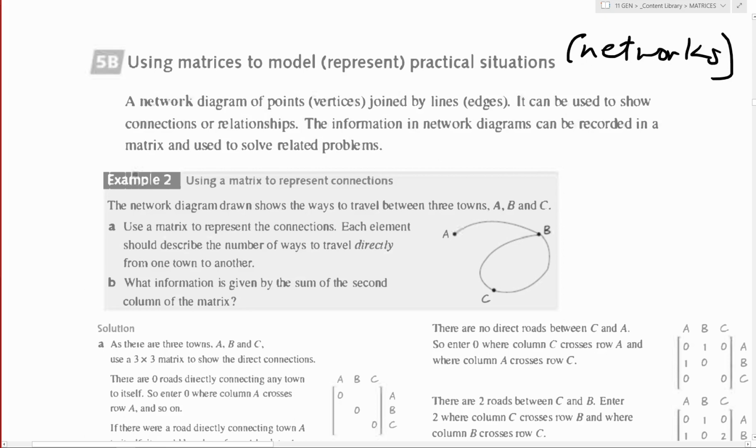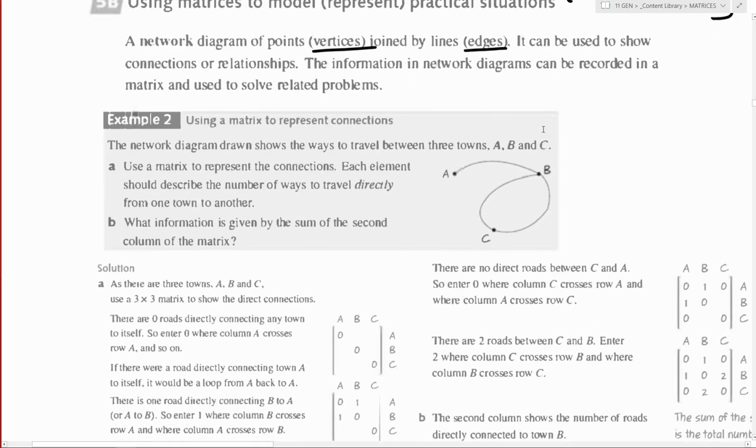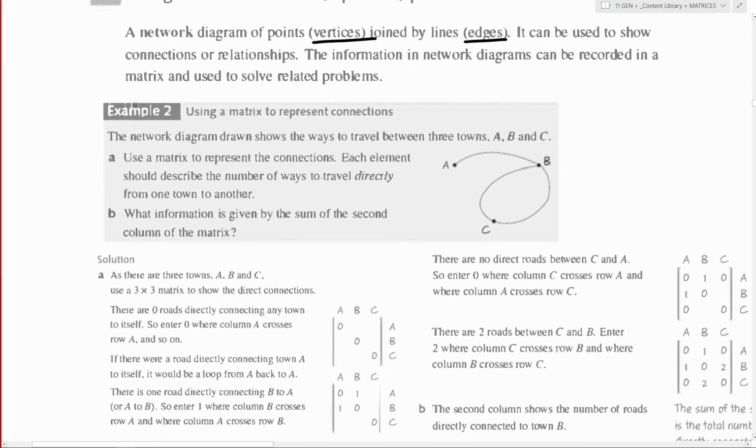A network diagram is a set of points, i.e. the vertices, you know what that word means, joined by lines, which are edges. So a network diagram, as we already know, has points and lines, or dots and lines, vertices and edges. It can be used to show connections or relationships. The information in network diagrams can be recorded in a matrix. Remember, matrices and networks are closely related, and we did work with a little bit of them in networks.